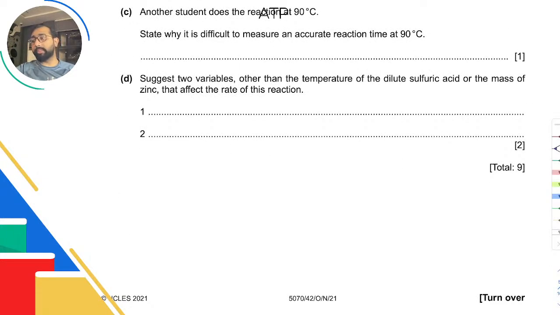State why it is difficult to measure an accurate reaction time. Time is too small. Very difficult for humans to get a right reading for this.